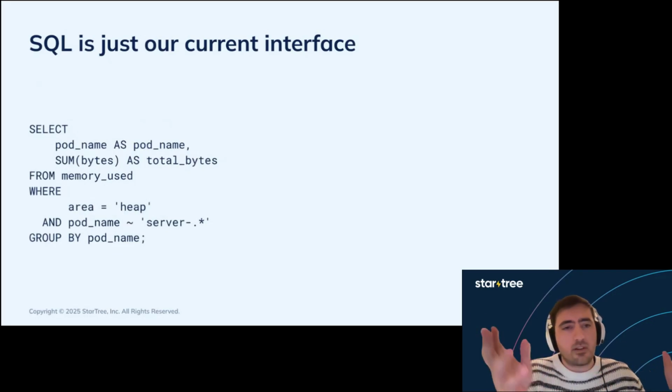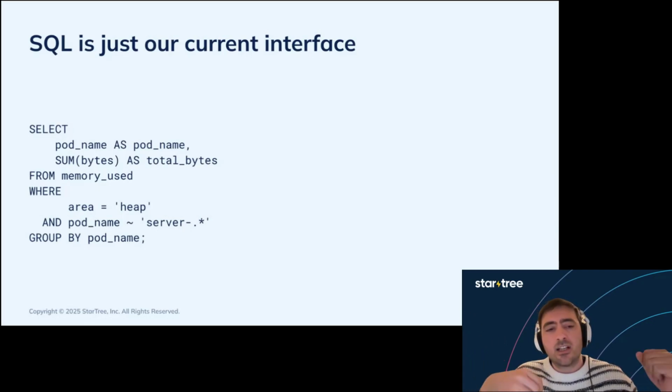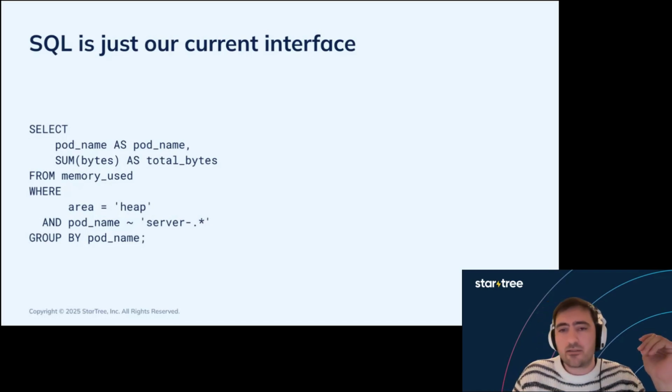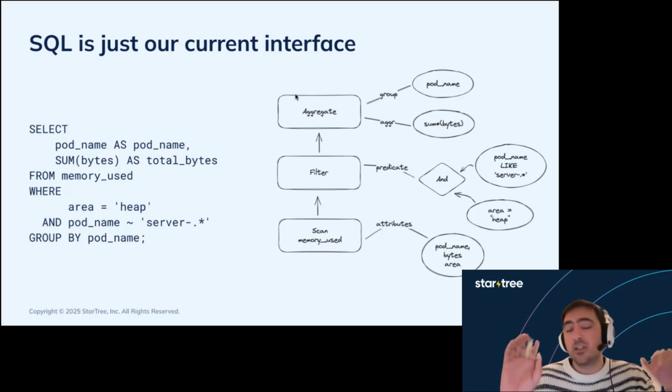When I say that, imagine this simple query where we are reading from a memory use table, and there we are applying some filters and grouping by the pod name, and then producing some outputs and some aggregates, right? The thing we actually have is something like the one we have on the right. This is super simple, but the idea is that we are scanning the table, then applying a filter, and then applying an aggregate. This is the logical view.